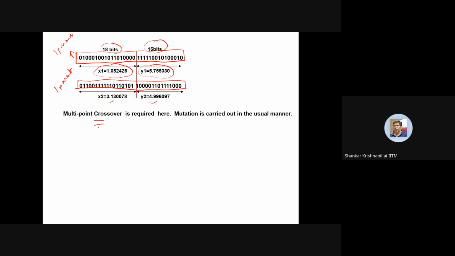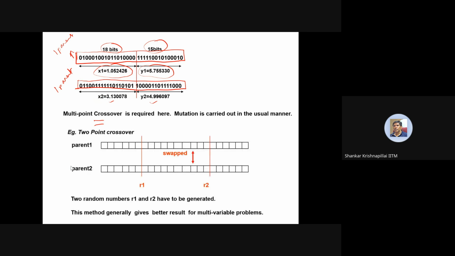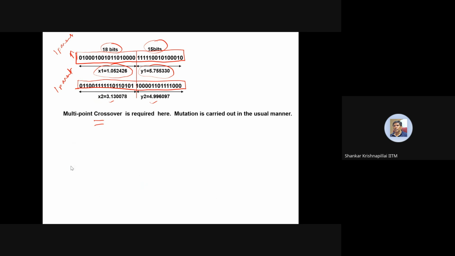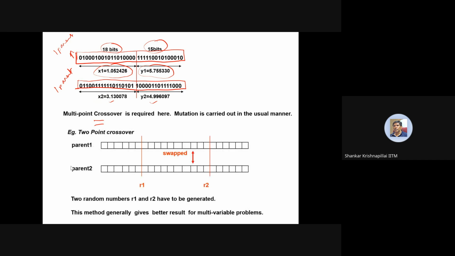So you have to cut it at multiple points. If it cuts only X or only Y, then it will not mix the parents. Okay, so multi-point crossover is required. We have to generate two random numbers, R1 and R2. One random number cuts here, another random number cuts here, and you can swap the in-between parts. The cut has to pass through both X and Y.